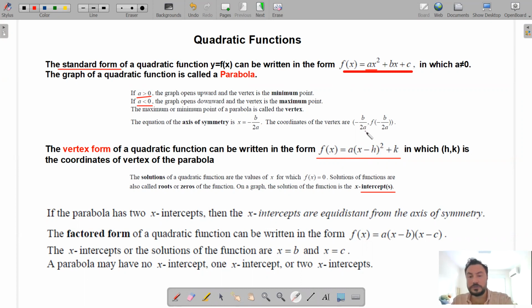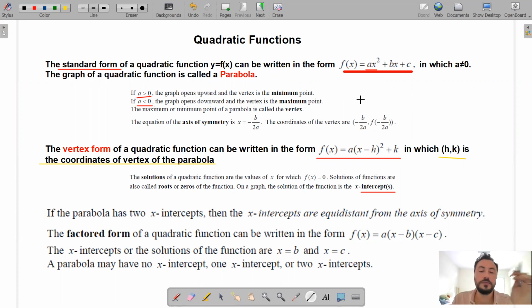But it also has two constants, which are h and k. H and k are the coordinates of our vertex. So it's important, when we write the vertex form, to know the vertex coordinates. We will see later how we can find the vertex form starting from the standard form.